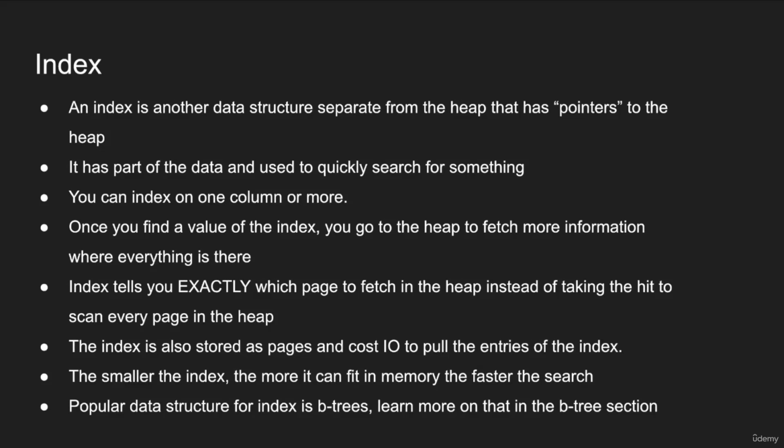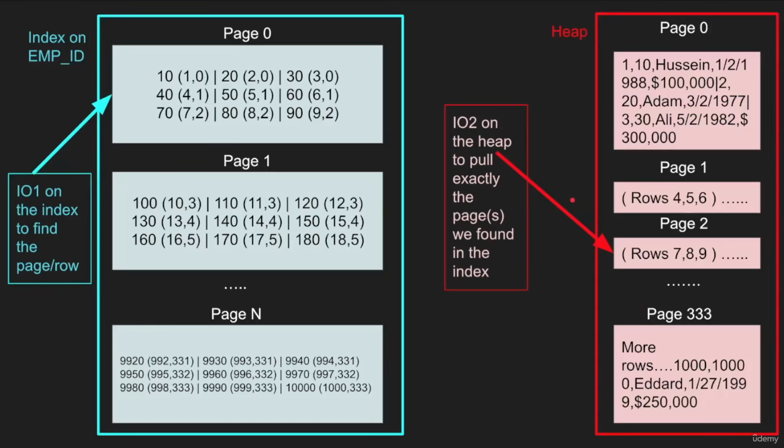Some indexes fit in memory, others don't. If you have an index that is so large, it doesn't have to fit in memory. That makes searching the index, to know what to pull from the heap, expensive, and this is what I want you to understand and pinpoint here. The smaller the index, the more can fit in memory. Popular data structures for indexes are B-tree, LSM, BRIN indexes, and many other types of indexes. Learn more in the B-tree section.